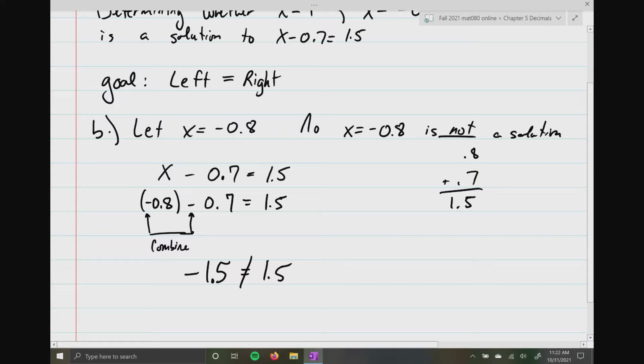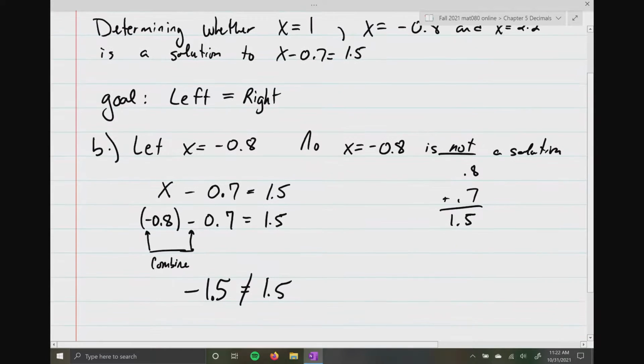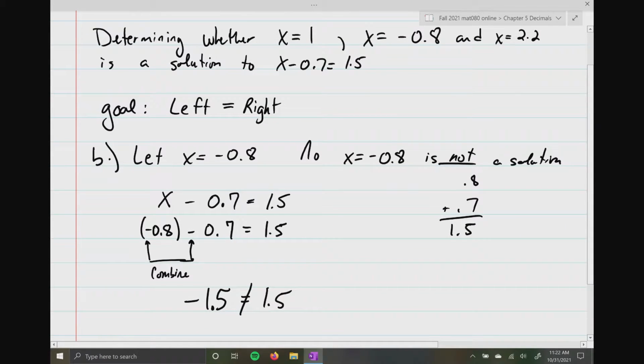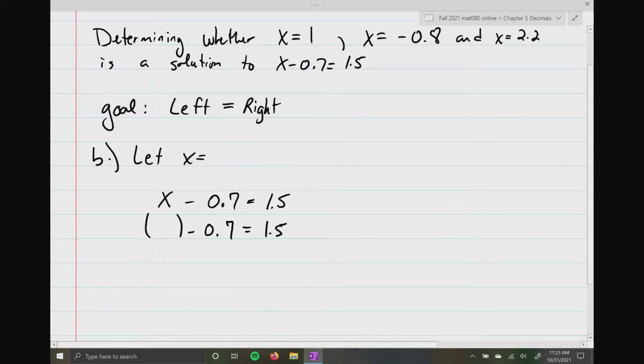Okay, and now we're going to try the last part, which is going to be part C, which is x equals 2.2. So I'm going to go ahead and erase. All right, now we're going to let x equal 2.2. So I make my substitution. So now I'm just going to come off to the right. Just make sure everything's lined up. So I'm going to take 2.2 minus 0.7.